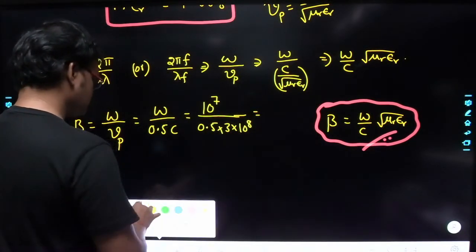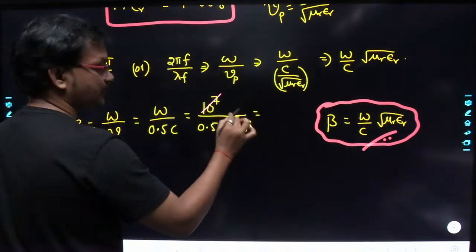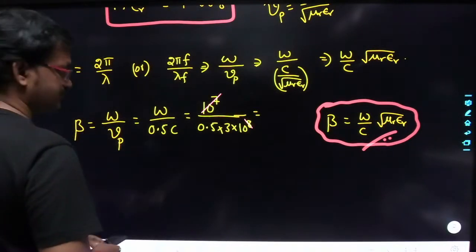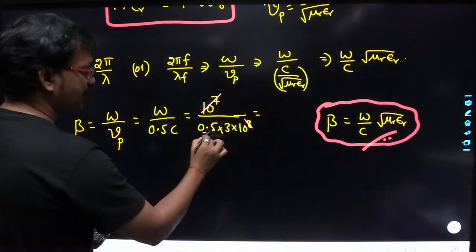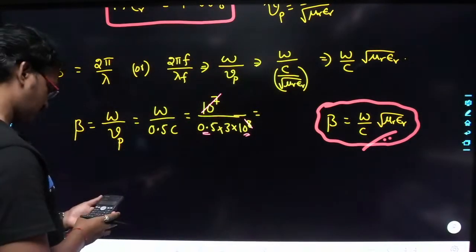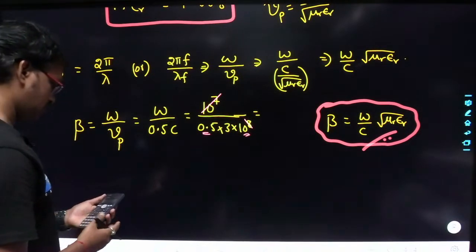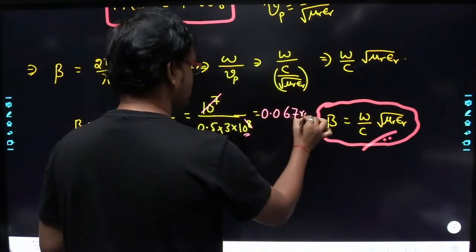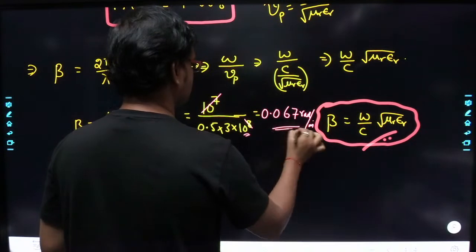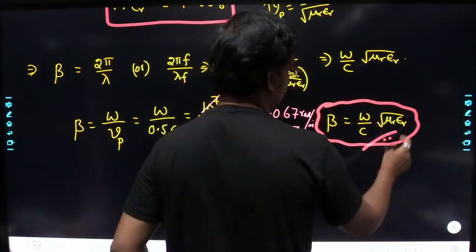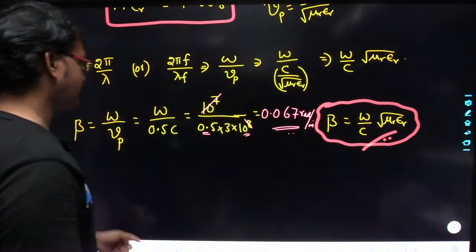Right. So now see here, 10 power 7 and here 10 power 7 will get cancelled. So what you are going to get? 0.5 into 10 is nothing but 5. So 5 into 3, 15. So 1 divided by 15. So you will get 0.067 radian per meter. So this is the beta value. In most of the problems, this relation is going to be very helpful, so that's why I have derived this relation also.